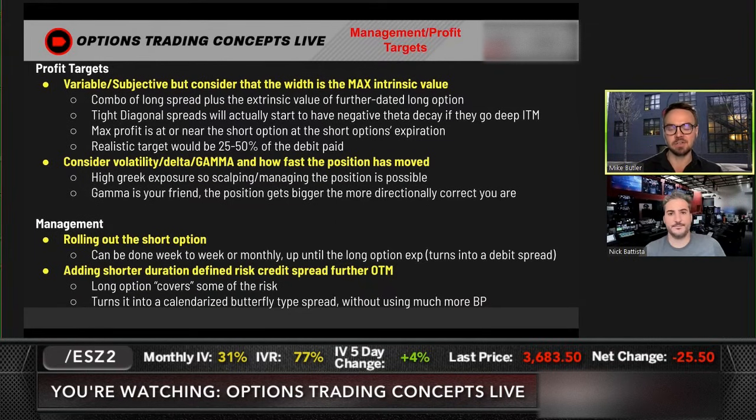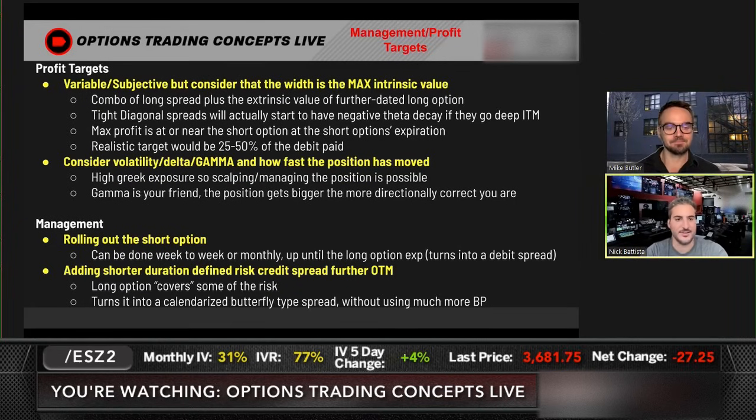But first things first, I think profit targets is always the subjective thing we get the question on. It's like, I'm paying this amount. What sort of profit target should I shoot for? If I close the short option, if I just leave the long option, now what profit should I shoot for? So let's talk about that.